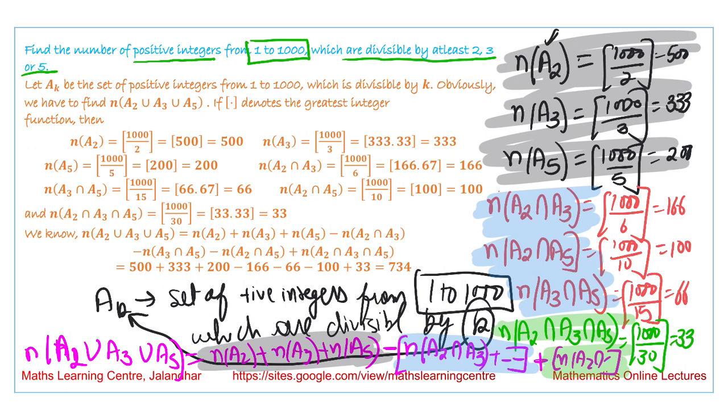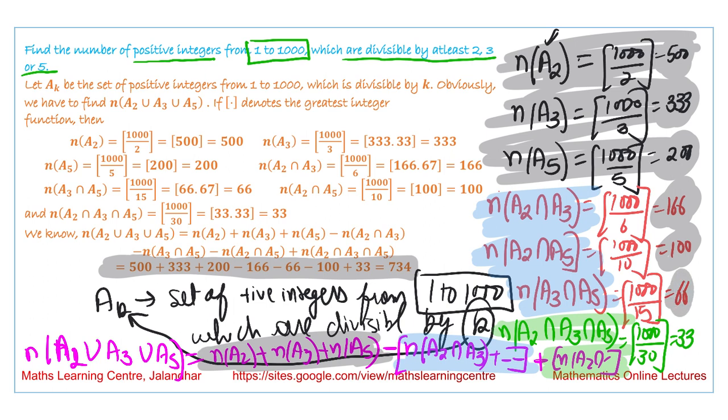So the final answer we obtain is 500 plus 333 plus 200 minus 166 minus 100 minus 66 and plus 33. The last value we are adding is 33. So the final answer we obtain is 734. So the number of positive integers from 1 to 1000 which are divisible by at least 2, 3 or 5 is 734.